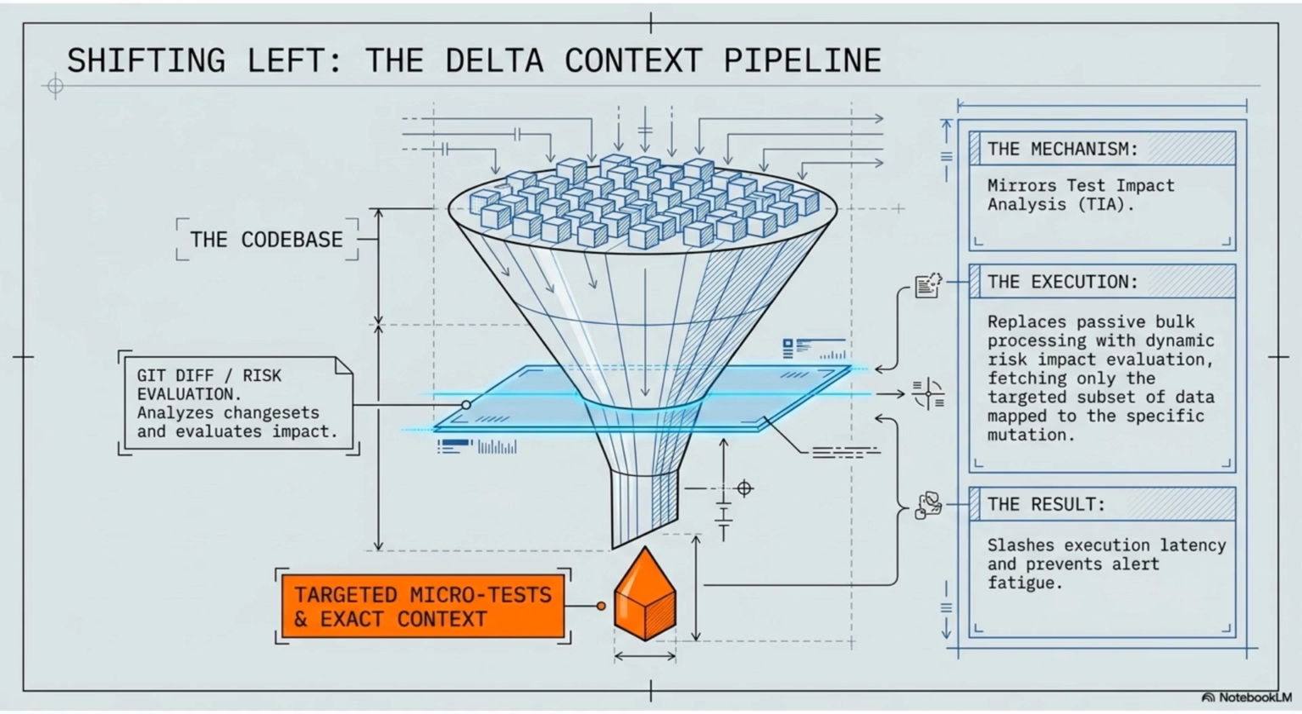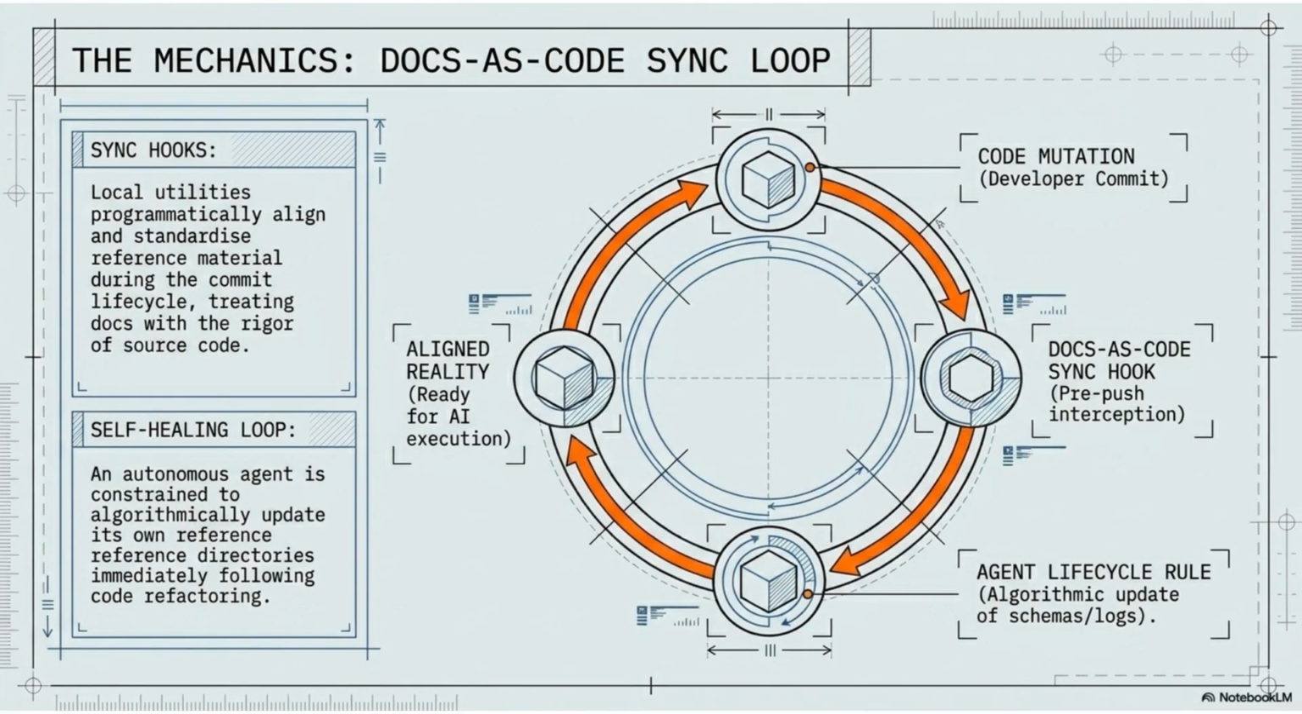It uses Git diff and risk evaluation to dynamically fetch only the targeted subset of data needed for a specific mutation, slashing latency. The docs as code sync loop is a self-healing mechanism. Sync hooks align reference material during the commit lifecycle, and an autonomous agent updates reference directories following code refactoring.